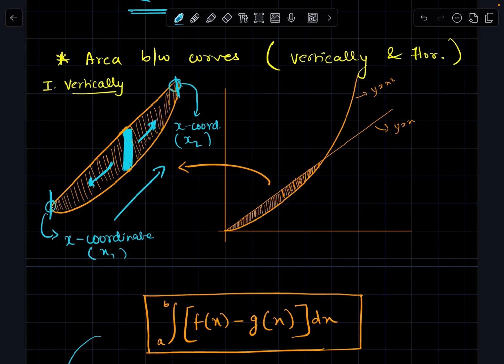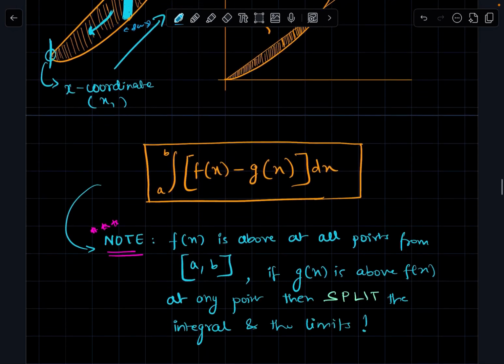We're going to take small rectangles with thickness of dx, and we'll be integrating them from x1 to x2, which are going to be the x coordinates of the points of intersection for both the graphs. And the general formula for this is the integral of f of x minus g of x with respect to dx over the limits a to b.